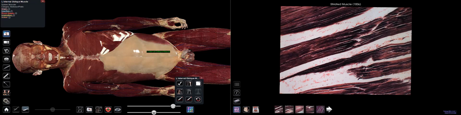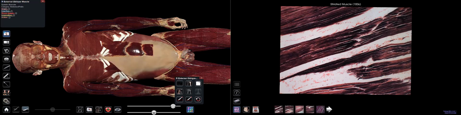Internal oblique muscle. Internal oblique, remove that. Rectus abdominis muscle. Rectus abdominis. External oblique muscle. Let's see if we can get to some connective tissue here or some internal tendon. Rectus abdominis, let's do the muscle. Tendon. Nope. Ilium. How about this?